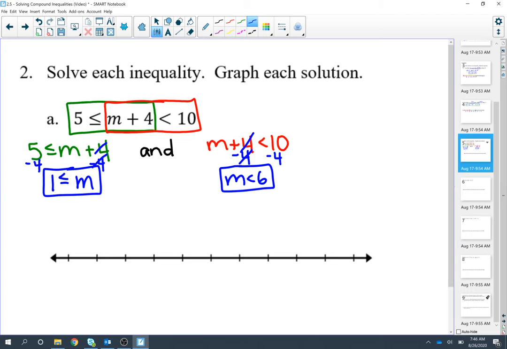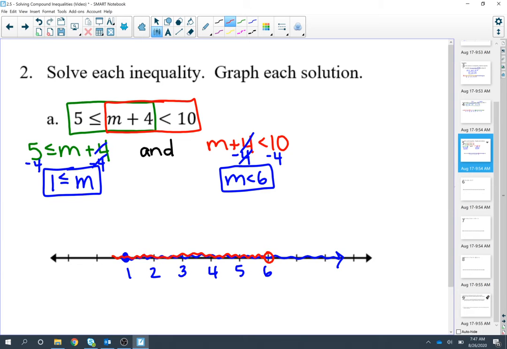Now it says we have to graph it. So we have a 1, we have a 6. So let's say we put 1, 2, 3, 4, 5, 6, and then we could keep going. m is greater than or equal to 1. So at 1, I'm going to put a closed dot, and I'm going to shade greater than. m is less than 6, so I'm going to put an open dot, and I'm going to shade less than.